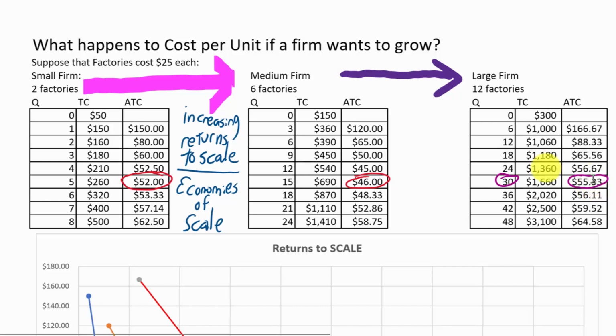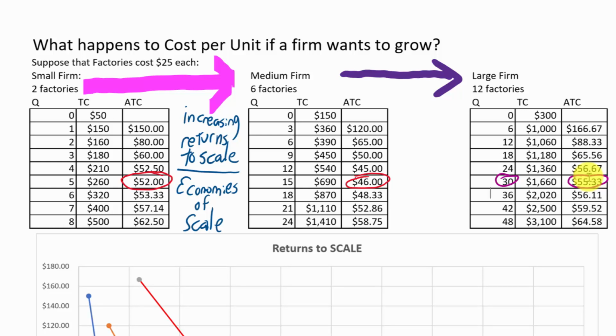Because if there are medium-sized firms out there competing with you and they're able to produce at $46 a unit and you're this huge firm, and because you're huge, your costs per unit are higher, you're going to go out of business. You are going to be unable to compete with these medium-sized firms.